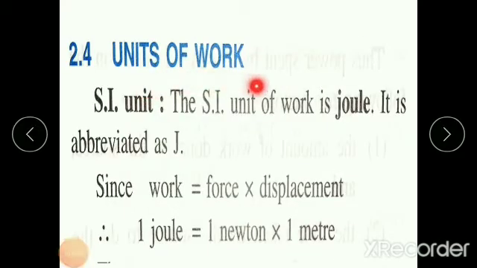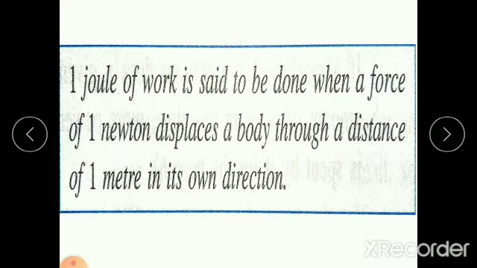See the unit of work. The SI unit of work is joule and it is abbreviated as capital J. You know that the formula to find the work done is force into displacement. Therefore, 1 joule will be equal to 1 newton into 1 meter. So 1 joule of work is said to be done when a force of 1 newton displaces a body through a distance of 1 meter in its own direction. So, when do you say 1 joule of work is done? When a force of 1 newton displaces a body through a distance of 1 meter in its own direction, then we call 1 joule of work is done.